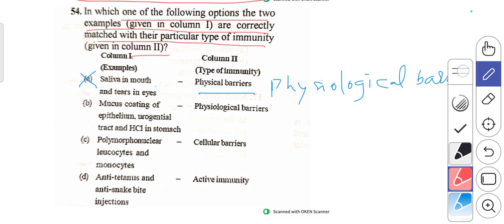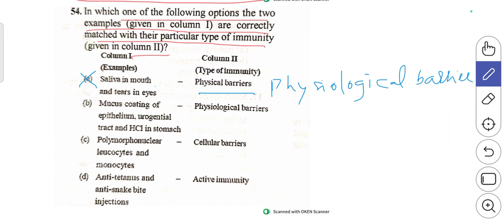Then the second statement, mucus coating of epithelium of urinogenital tract and HCl in stomach. HCl in stomach is a physiological barrier, but the mucus coating of the epithelium of the urinogenital tract is basically a physical barrier. So this is also wrong here.